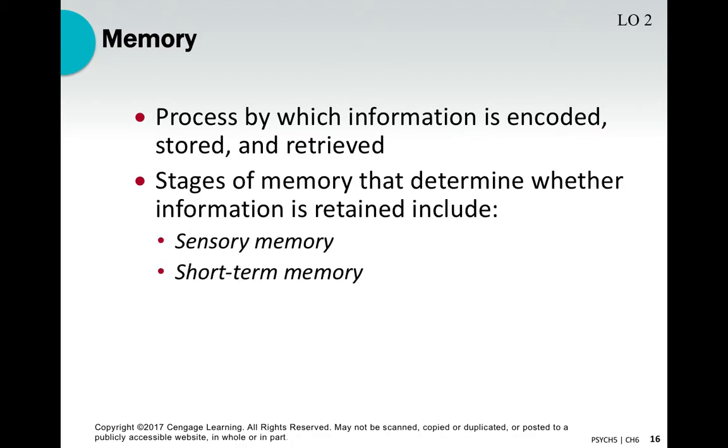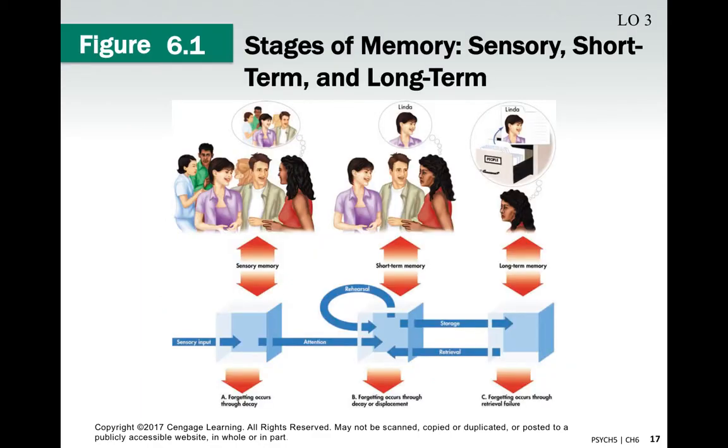So again, memory, if you think about it, is a process, a verb, where we're encoding, storing, and retrieving information. And there are stages where we develop these memories: sensory, working memory, and long-term. I know it says short-term here, but I'm going to call it working memory, and I'll explain why when we get there. This is part of a process known as the Atkinson-Shiffrin model, also called the information processing model.